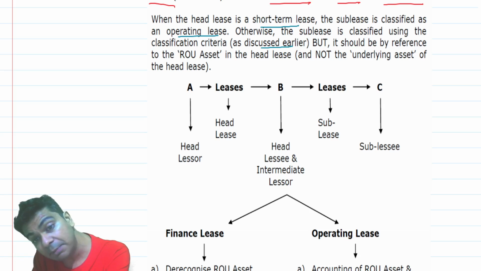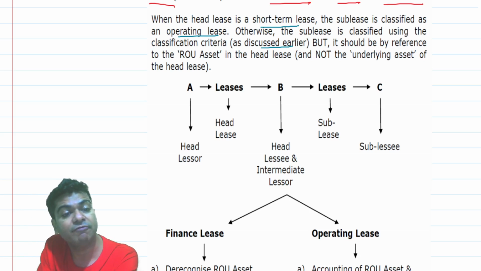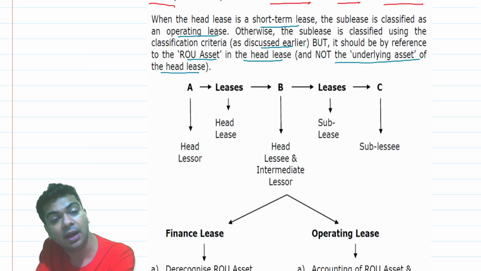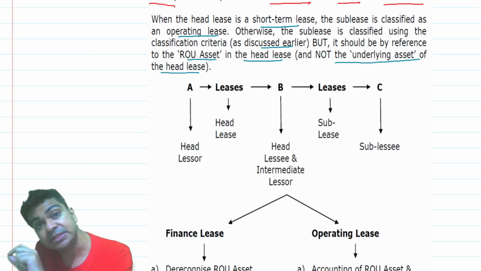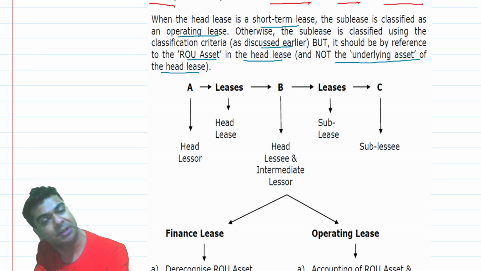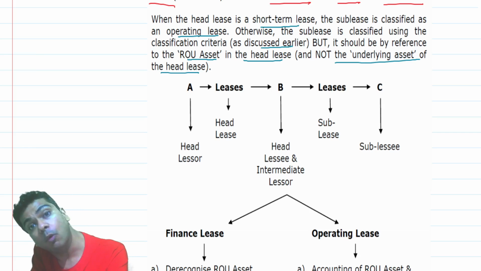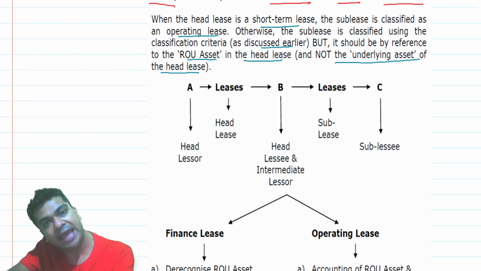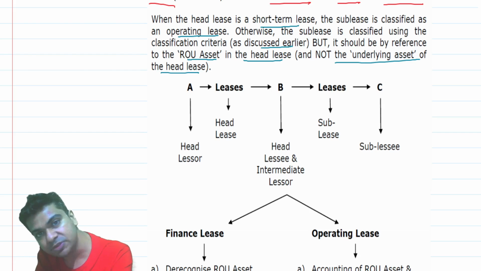They are saying, but it should be with reference to the ROU asset in the head lease and not the underlying asset. The sublease will be classified into finance lease or operating lease on the basis of the ROU asset, not on the basis of what was the classification under the main head lease. So the underlying asset is to be ignored for the purpose of the sublease.